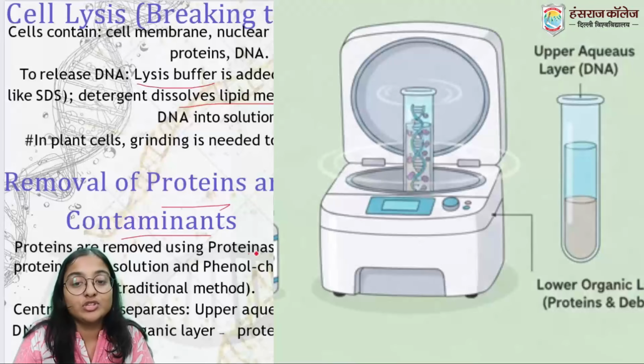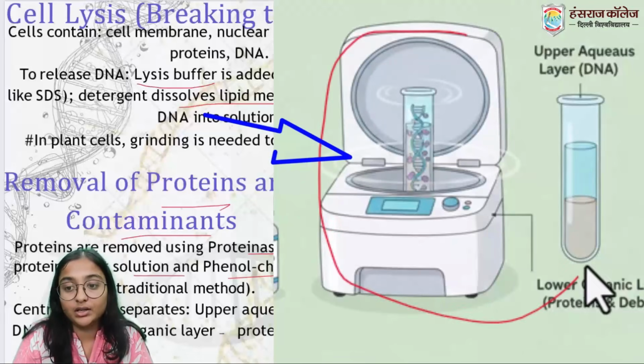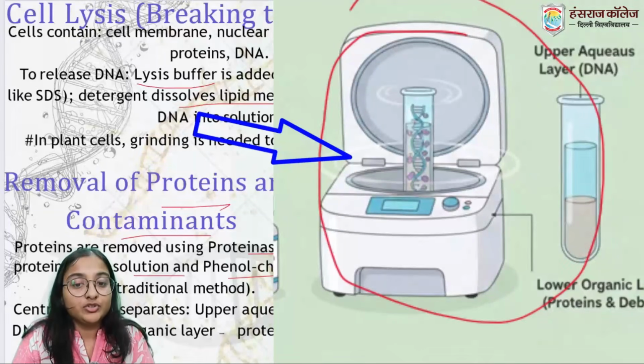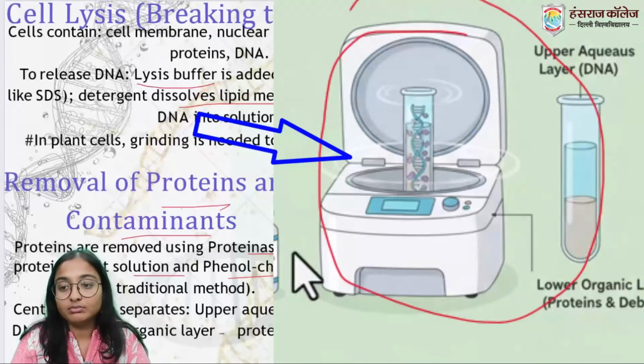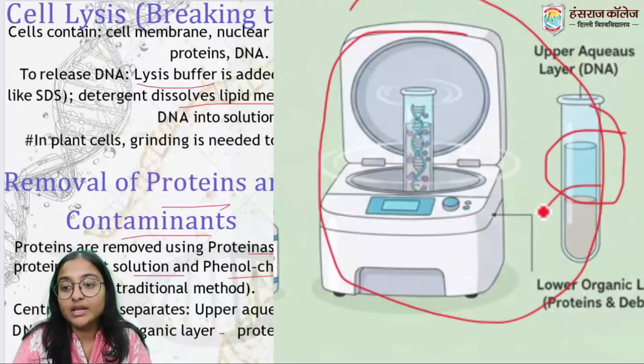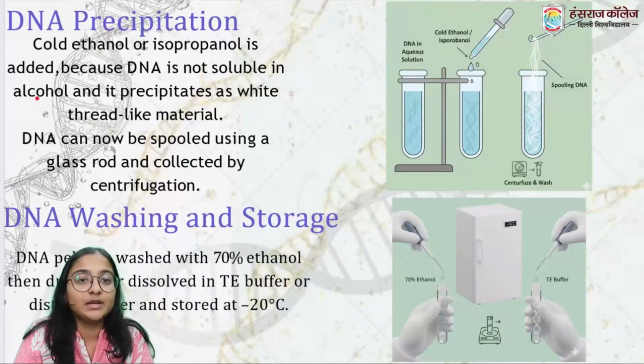Now, the next step is the removal of proteins and contaminants. Proteins are removed using proteinase K, salt solution, and phenol chloroform. Then we centrifuge, as you can see in this diagram. By centrifugation, two layers are formed. The upper aqueous layer, which is this one, contains our DNA, and the lower one contains our proteins and debris.